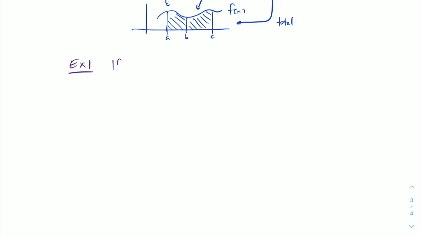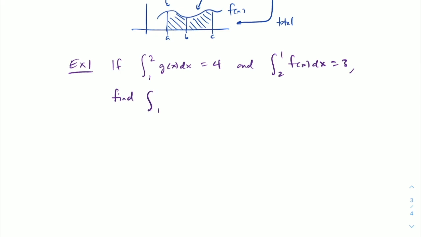So the first example, let's say we have the integral from 1 to 2 of g of x, and we know that it's 4. And we have the integral from 2 to 1 of f of x, and we know it's 3. And we are asked to find the integral from 1 to 2 of 3 times g of x plus f of x.